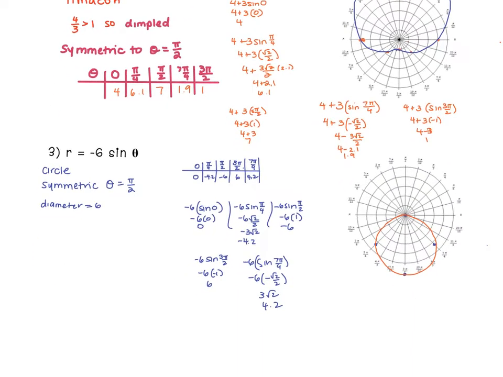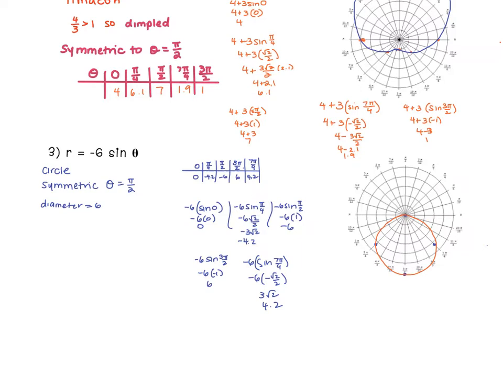Number 3 was r equals -6 sine theta. This is a circle. It was symmetric to the pi over 2 line. The diameter was 6, so I knew from left to right it was 6, or from pole to largest r, it was 6. I plugged in my points, and at 0, I got 0. At pi over 4, I got -4.2. At pi over 2, I got -6. So everything that was happening was actually happening below my polar axis.